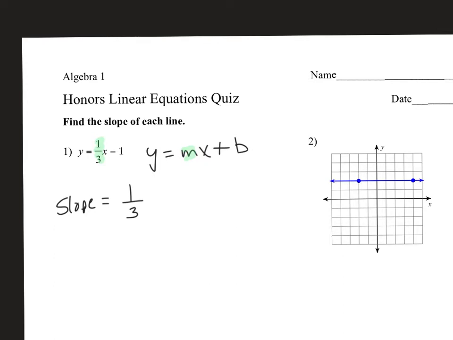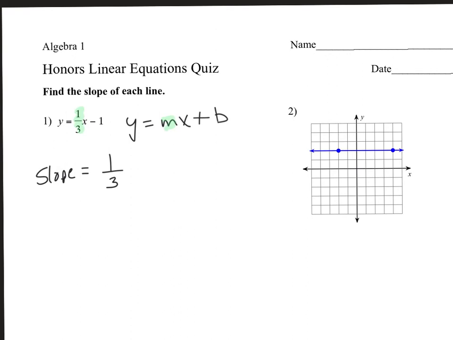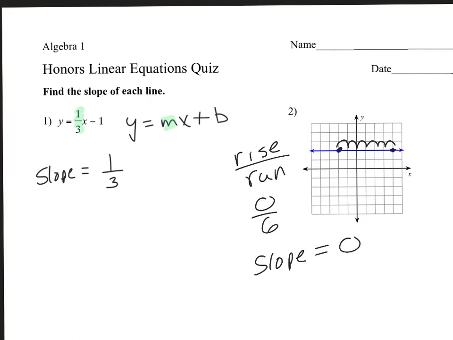For number 2, the 2 coordinates are already selected for you, so that makes it a little bit easier. To find the slope, remember you need the rise and the run between those 2 coordinates. These 2 coordinates don't move up or down, so there is no rise because it's a flat line. Your rise is 0. The run: 1, 2, 3, 4, 5, 6. So 0 divided by 6 means your slope is 0.